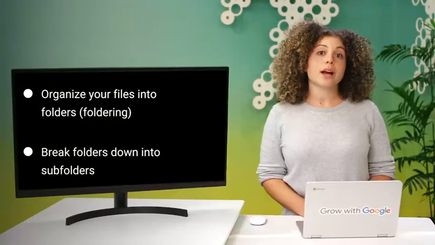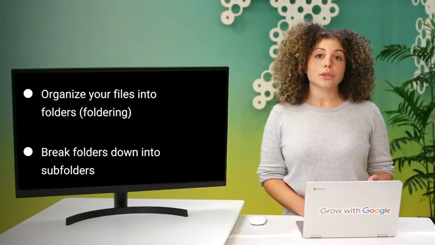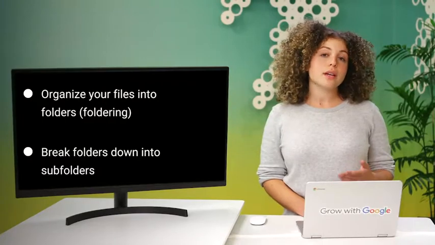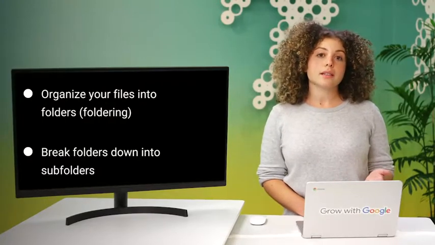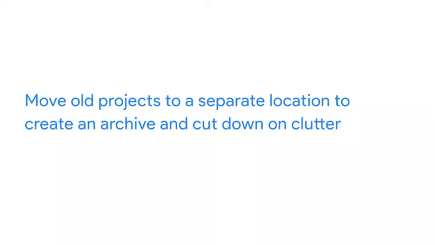For example, all of the files related to your vacation plan might go in the Vacation 2025 folder. You might then break that folder down even further by creating subfolders like itinerary or photos, depending on what else you'd like to easily access. It can also be useful to move old projects to a separate location to create an archive and cut down on clutter. It's so much easier to find and use my files when I name them something meaningful and searchable, and when I organize them into folders. It makes all my data more accessible and useful.